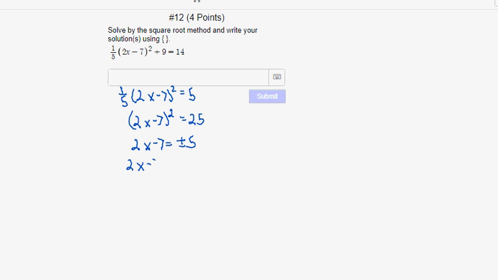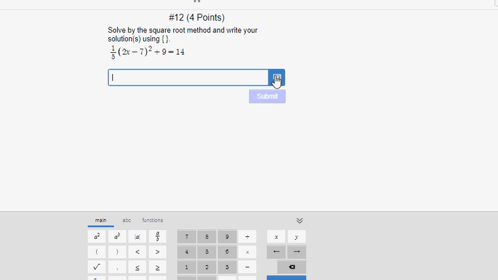2x minus 7 equals negative 5, and 2x minus 7 equals 5. Go ahead and add that 7 all the way across. 2x equals 2. 2x equals 12. Divide by 2 all the way across. X equals 6, and x equals 1. Those are the two solutions. And once again, 1, 6. That is how we write our answer.